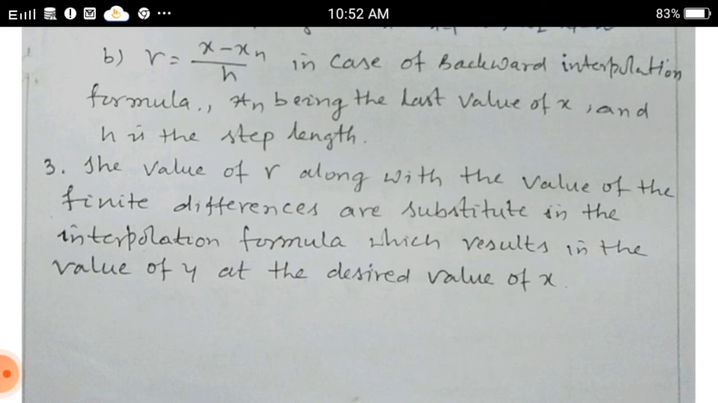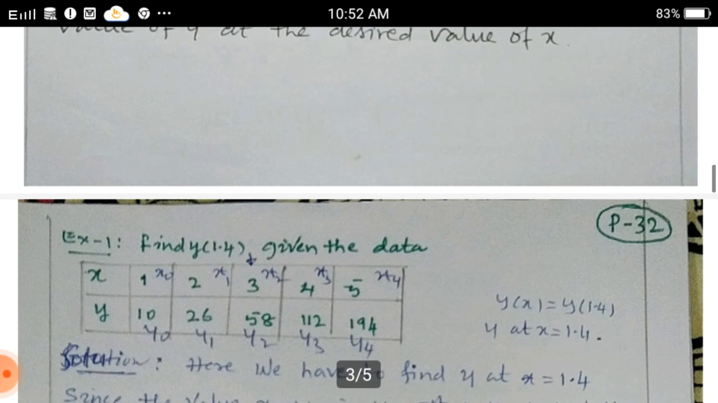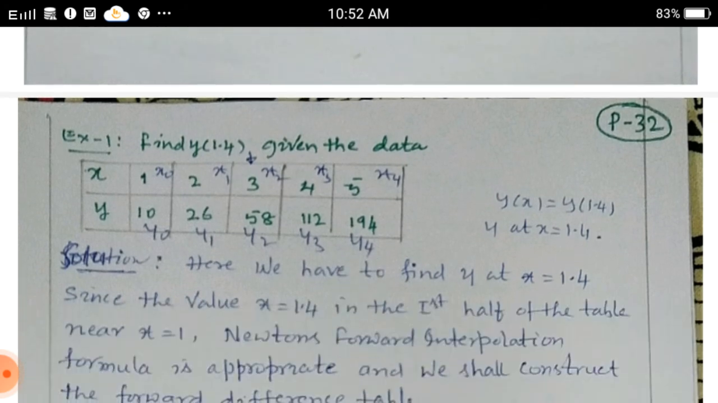Okay, next page number 32. A simple example let us take. Example 1. Find y of 1.4 given the data. Values of x are given: 1, 2, 3, 4, 5. Corresponding values of y are 10, 26, 58, 112, 194.